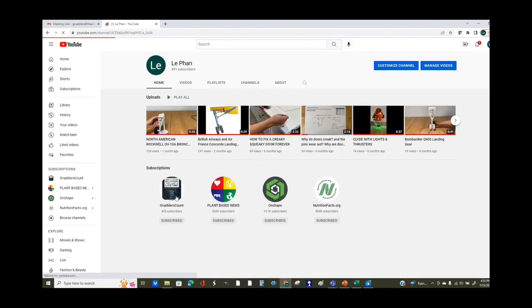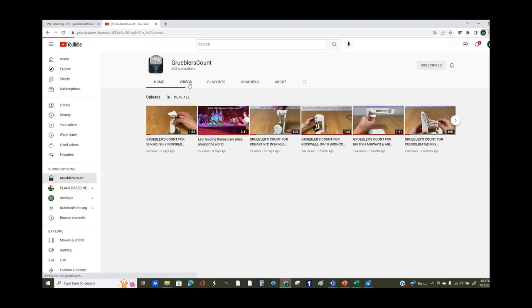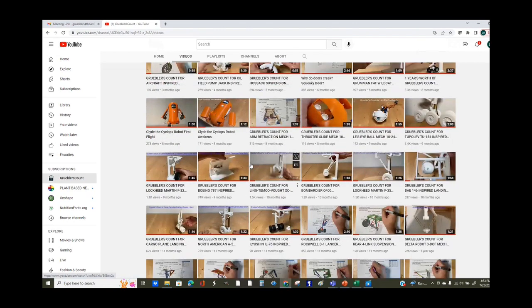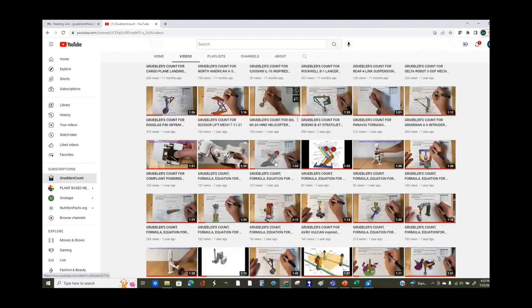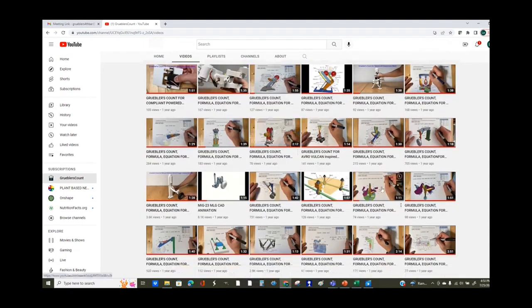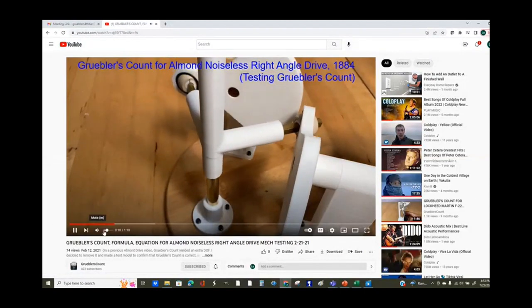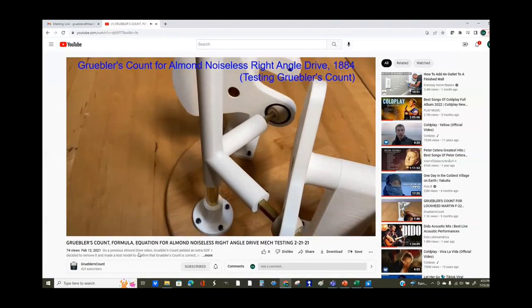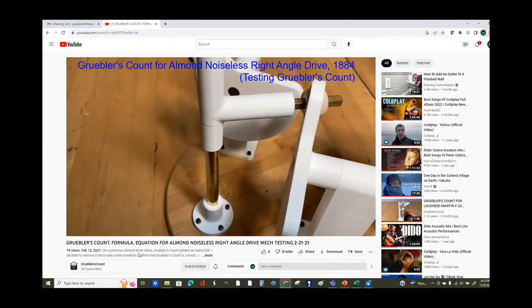There's a mechanism called the Almond 90-degree drive. It's a noiseless drive. It was built back in the 1800s. I thought it was kind of neat, so I decided to build it and put Gruebler's to the test. Can you guys see my screen? Yep, yes, you're good.